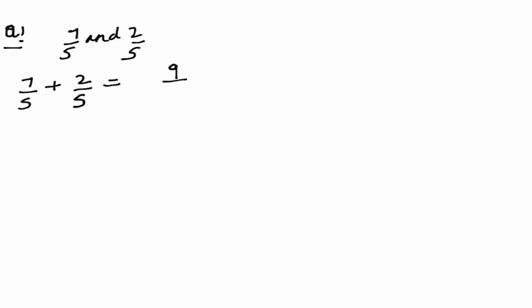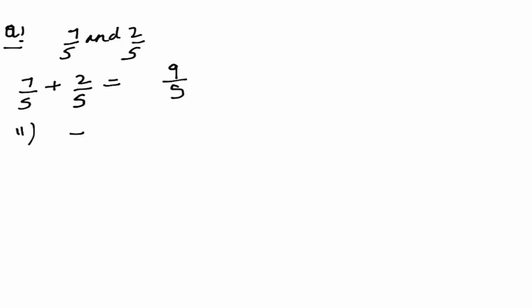We have a question where we have to add 7 by 5 and 2 by 5. We have to perform addition over here. So how can we write it? As 7 by 5 plus 2 by 5. Here we have the same denominator, so we will just add the numerators by keeping the denominator the same. 7 plus 2 will give us 9, and the denominator will remain the same as 5.